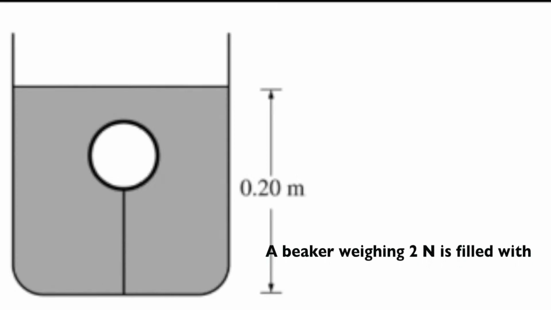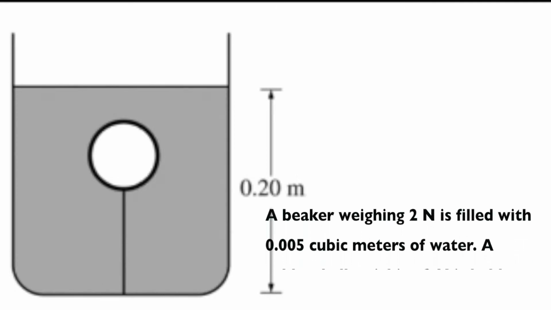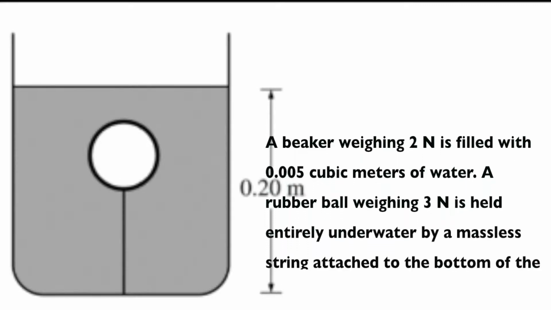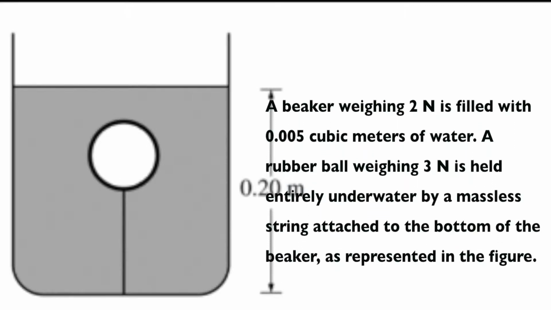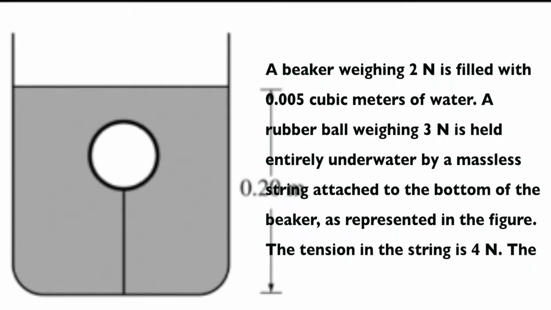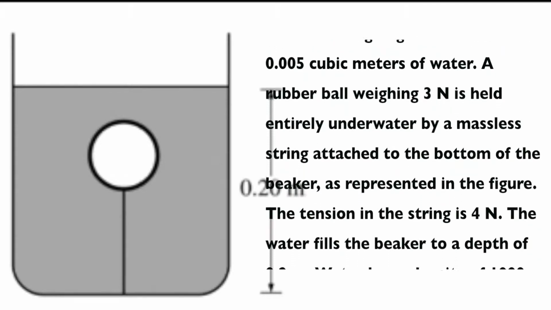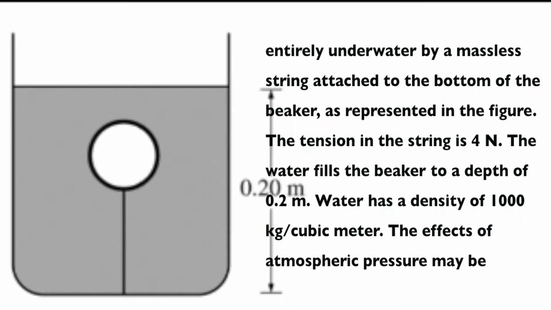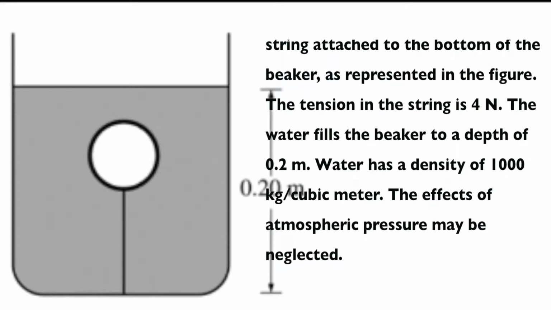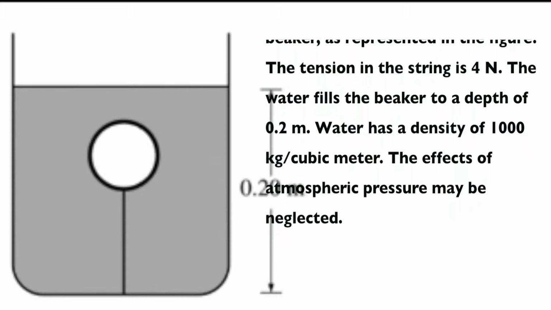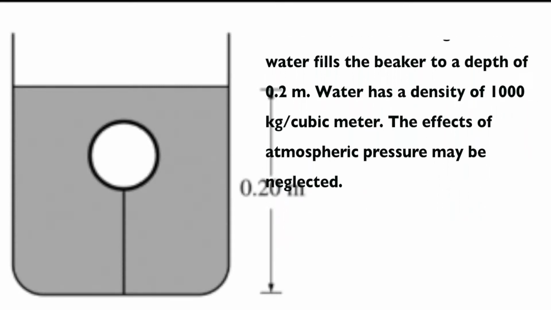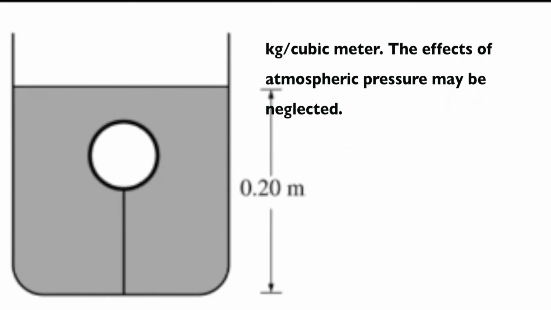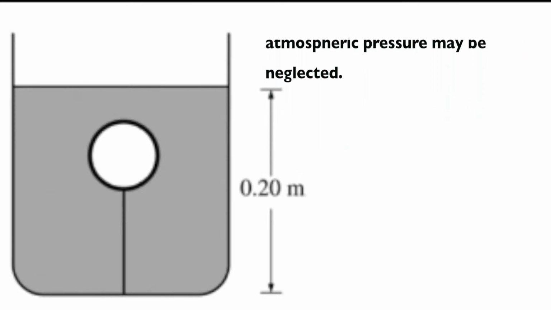A beaker weighing 2 newtons is filled with 5 times 10 to the negative third cubic meters of water. A rubber ball weighing 3 newtons is held entirely underwater by a massless string attached to the bottom of the beaker, as represented in the figure above. The tension in the string is 4 newtons. The water fills the beaker to a depth of 0.2 meters. Water has a density of 1,000 kilograms per meter cubed. The effects of atmospheric pressure may be neglected.